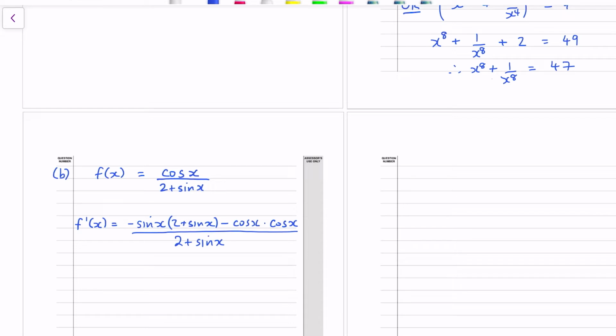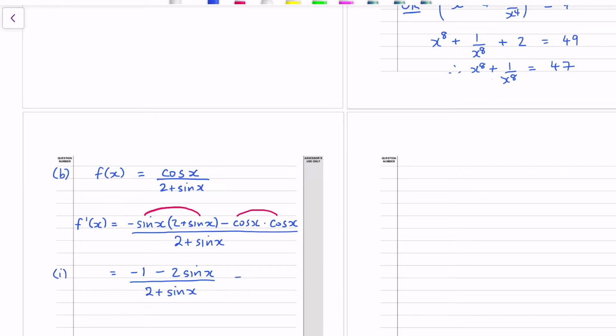And then you can see at the top there, this term minus sin x times sin x is negative sine squared, and this term minus cos x times cos x is minus cos squared. So we've actually got a sine squared plus cos squared term there with a minus in the front of it. And sine squared plus cos squared is equal to 1, so what we've actually got is minus 1 minus 2 sine x, all divided by 2 plus sine x. So that's our derivative. The first part asks us for stationary points.